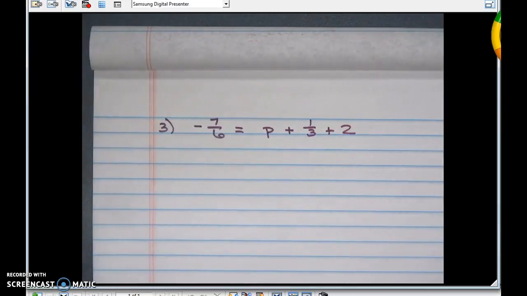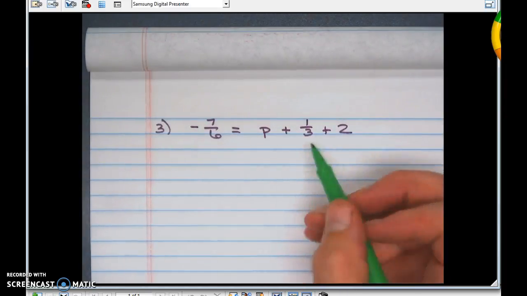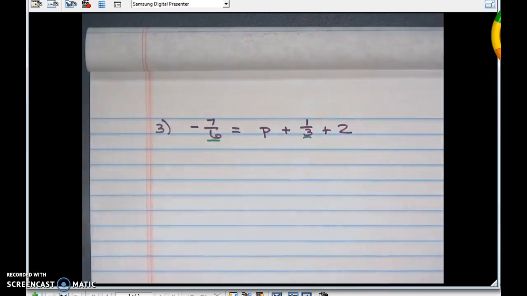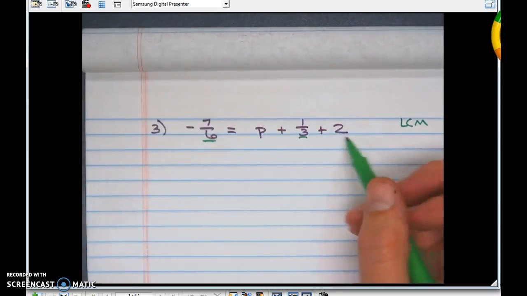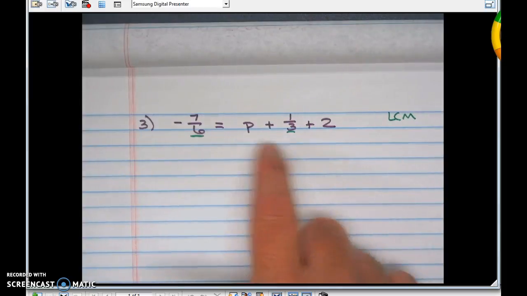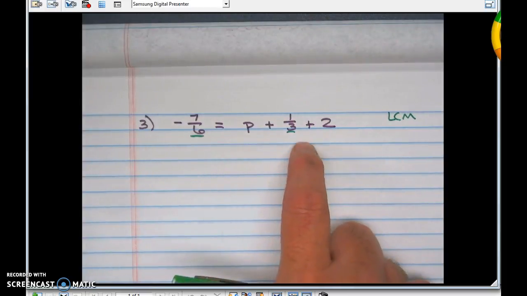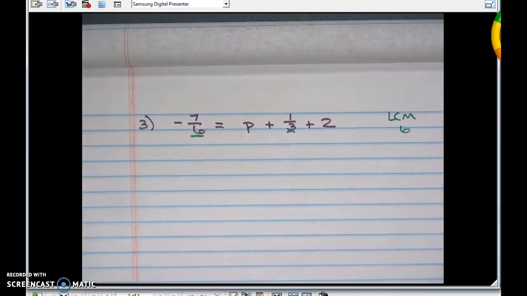Again, there's lots of ways you could solve this, but the trick we learned today is to clear out the fractions, to make this no longer a fraction problem, to get rid of this third and this sixth. So again, we're going to look at the denominators, which are 3 and 6, and look for the LCM of just the denominators. The LCM of 3 and 6 is 6, because both of these numbers go into 6. 3 times 2 is 6, and 6 times 1 is 6. So the LCM of both of those is 6.